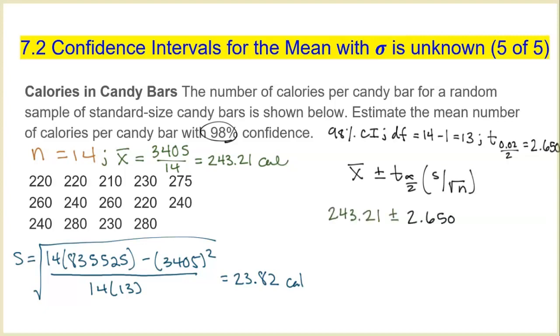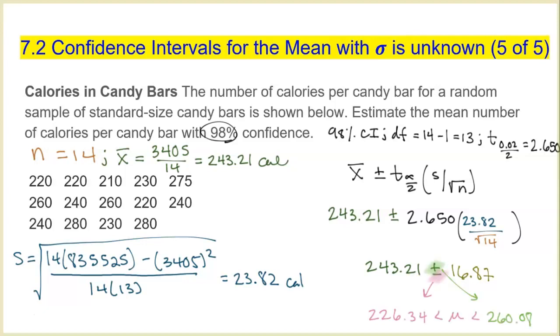Point estimate plus or minus critical value times standard deviation divided by the square root of the sample size. And then we have our point estimate plus or minus our margin of error. So this is 16.87 calories that we're subtracting from the average calorie of the sample, and that we're adding to the average calorie of the sample to construct our interval. So 226.34 through 260.08. That's what we're estimating the true mean calories per candy bar to be based on the sample data collected.